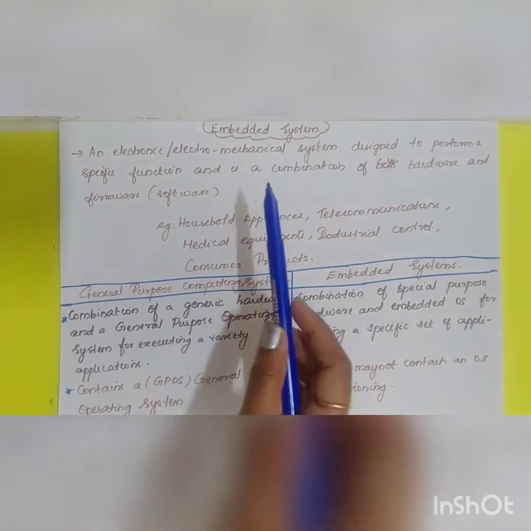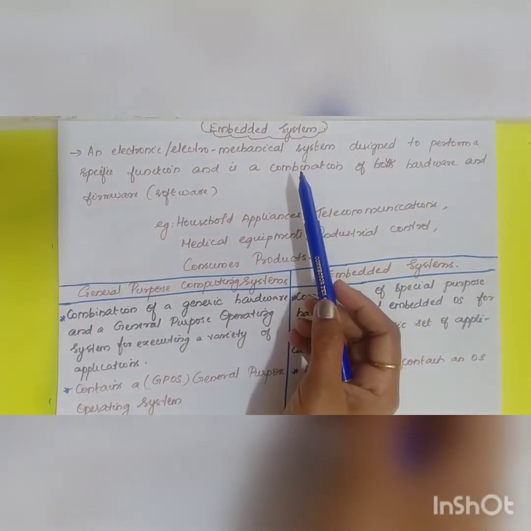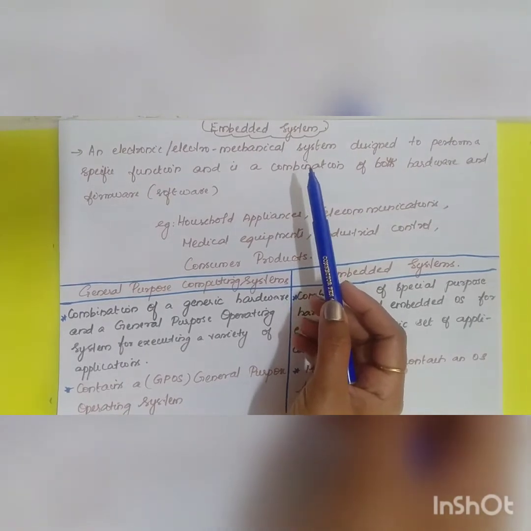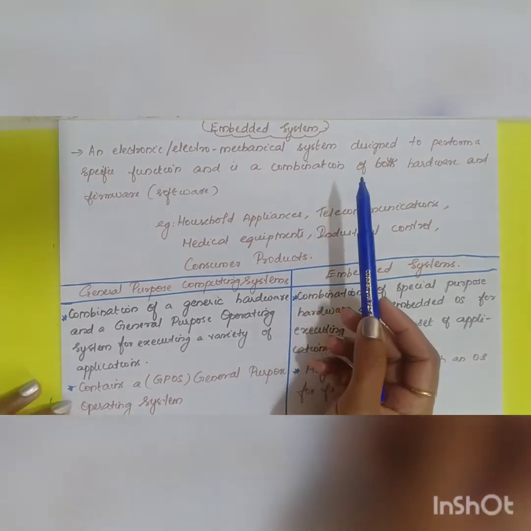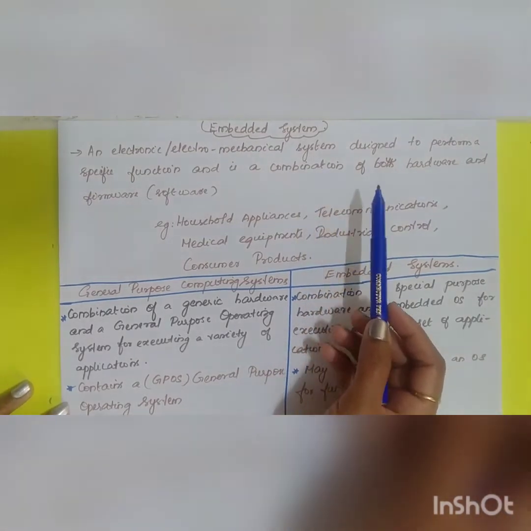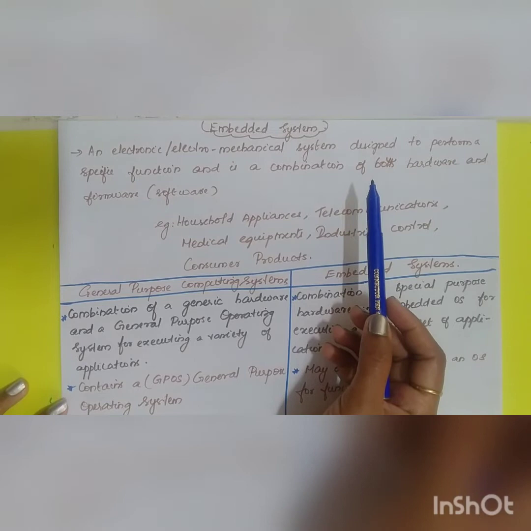So the next topic is the third module, that is your embedded system. What is meant by an embedded system? It is an electronic or an electromechanical system designed to perform a specific function, and it will be a combination of both your hardware and software.